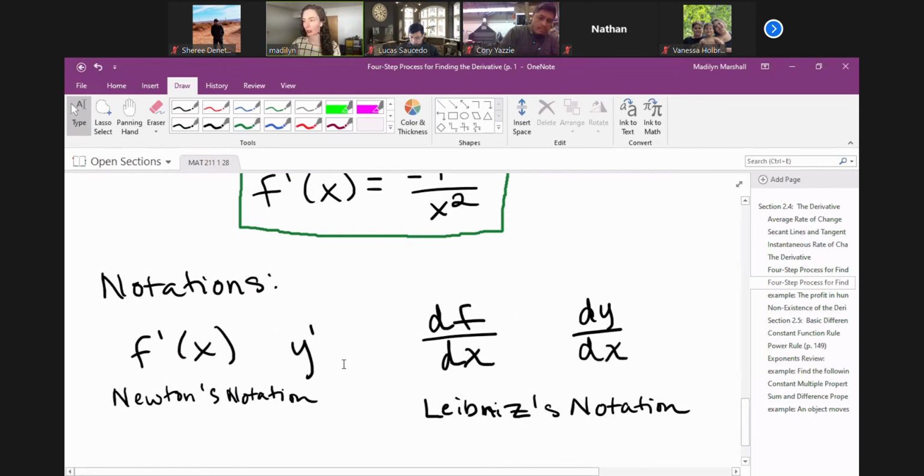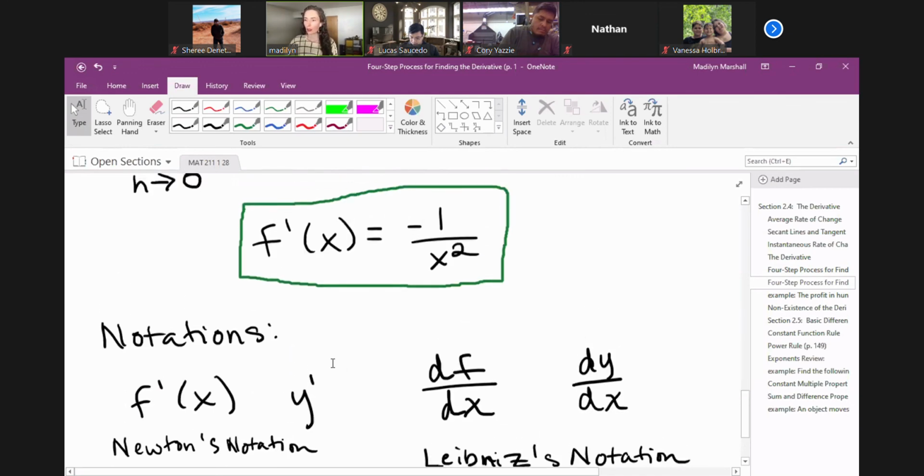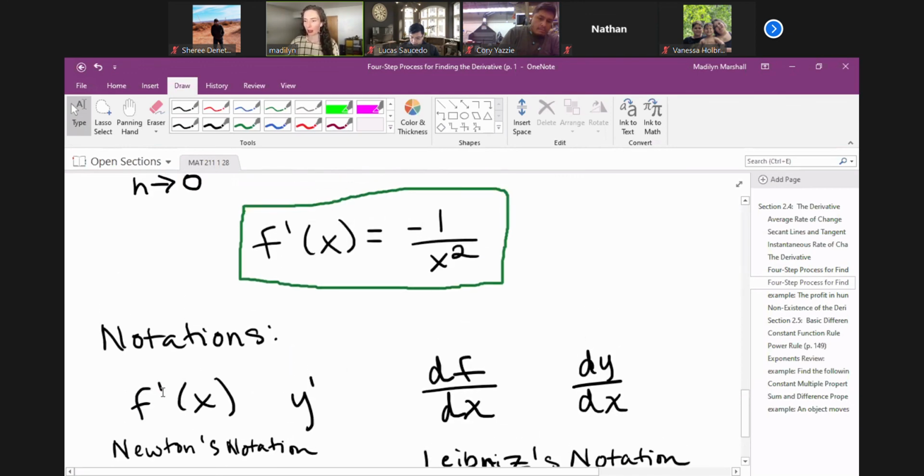I'll bring these up again on Tuesday. But prime is used a lot in math to denote something that is similar to something else or comes from something else, but is a different version of it. So we're starting with our regular function and then doing the derivative. It's coming from there, but is not exactly the same.